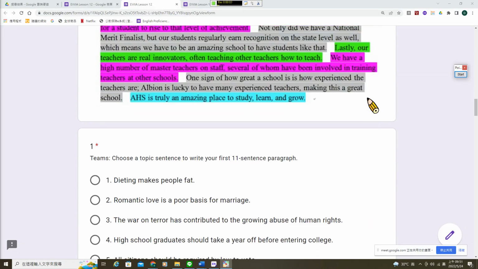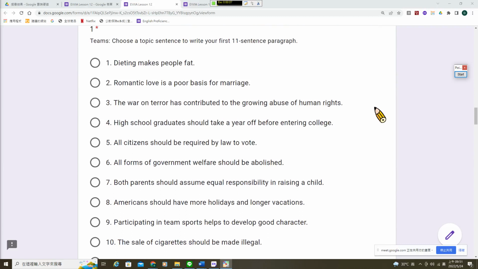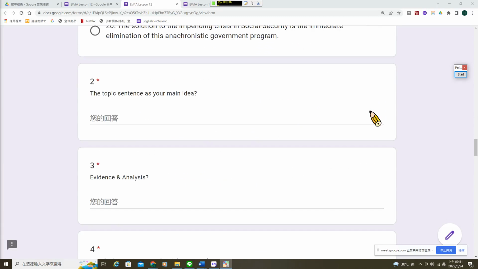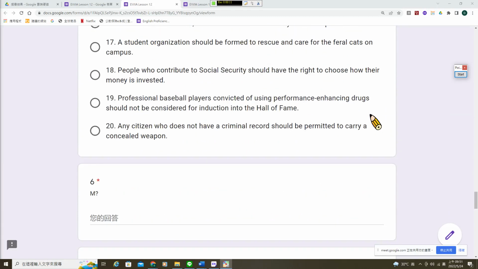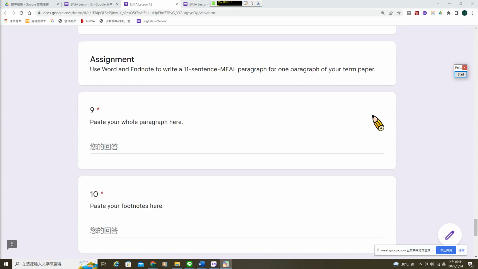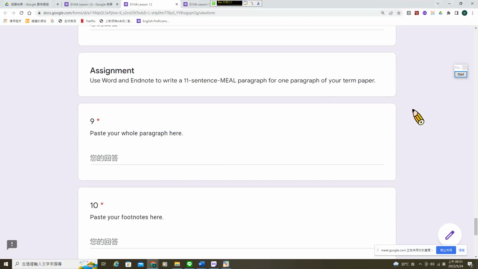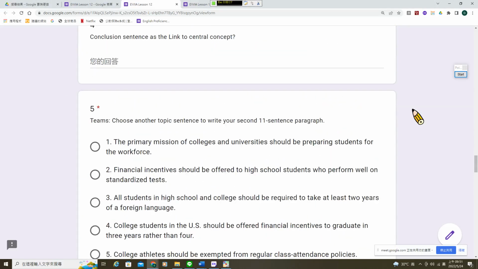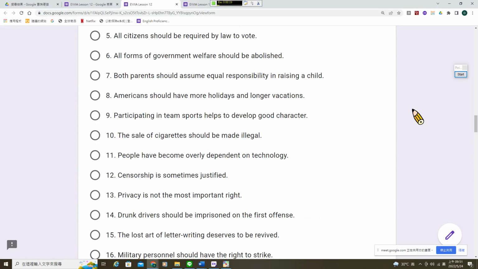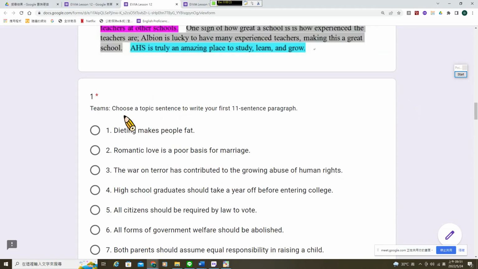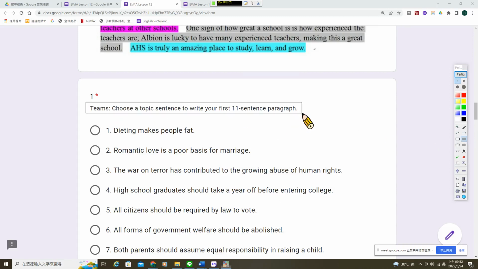Let's move down the spreadsheet, and there are 3 questions. There are 2 questions and 1 assignment. And this is number 2, and this is the assignment. So let me explain this to you. First of all, you are going to work as a group. So the team leaders have to lead your members to have a group discussion.